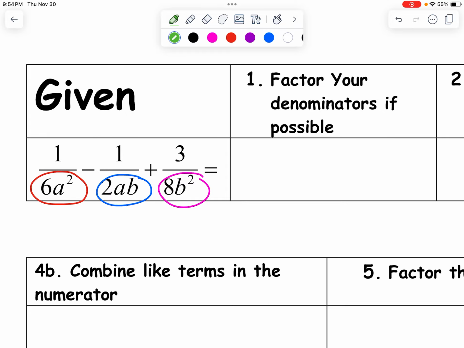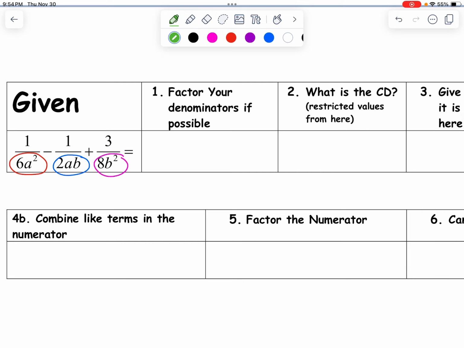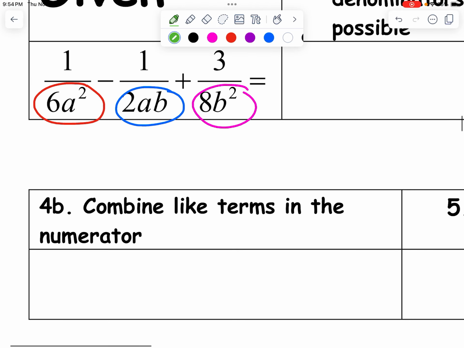Common denominator. Ooh, got it. All right, you ready? 6, 2, and 8. I need you to think about 6, 2, and 8. Think of multiples of 8, because 8 is the biggest number here. Can you think of multiples?